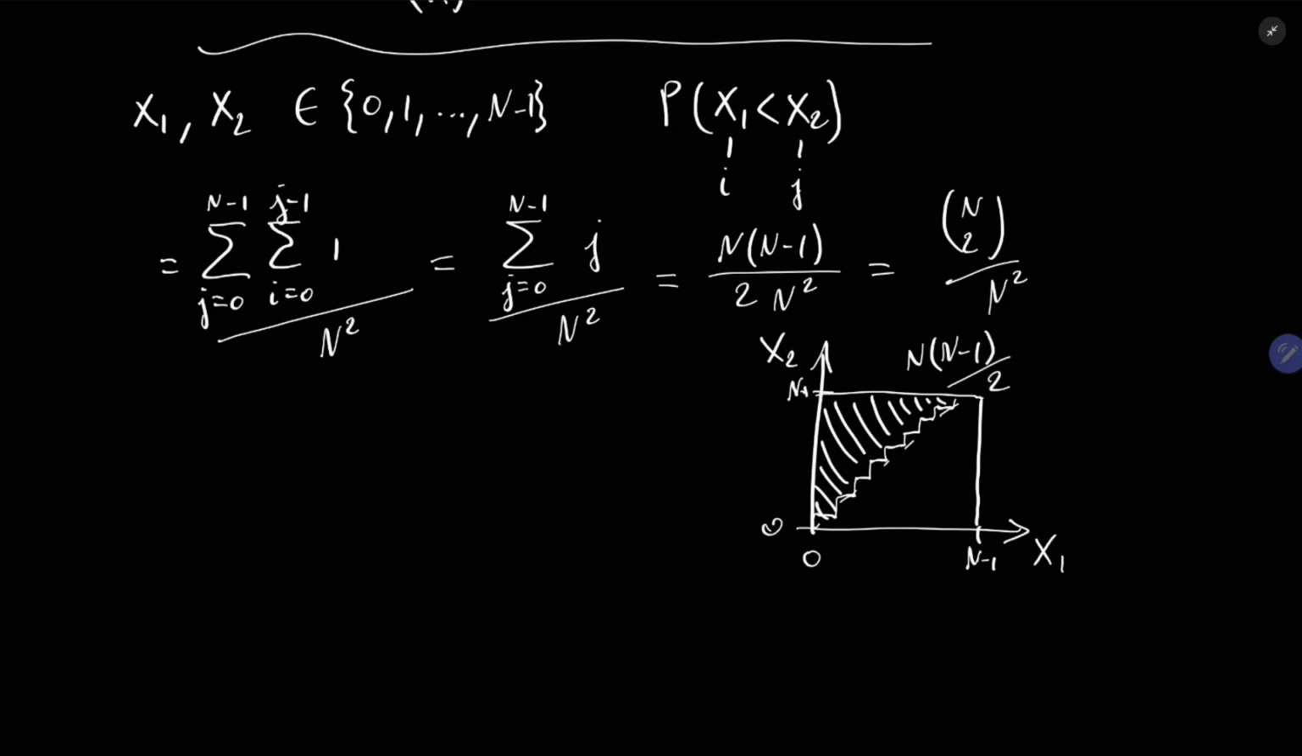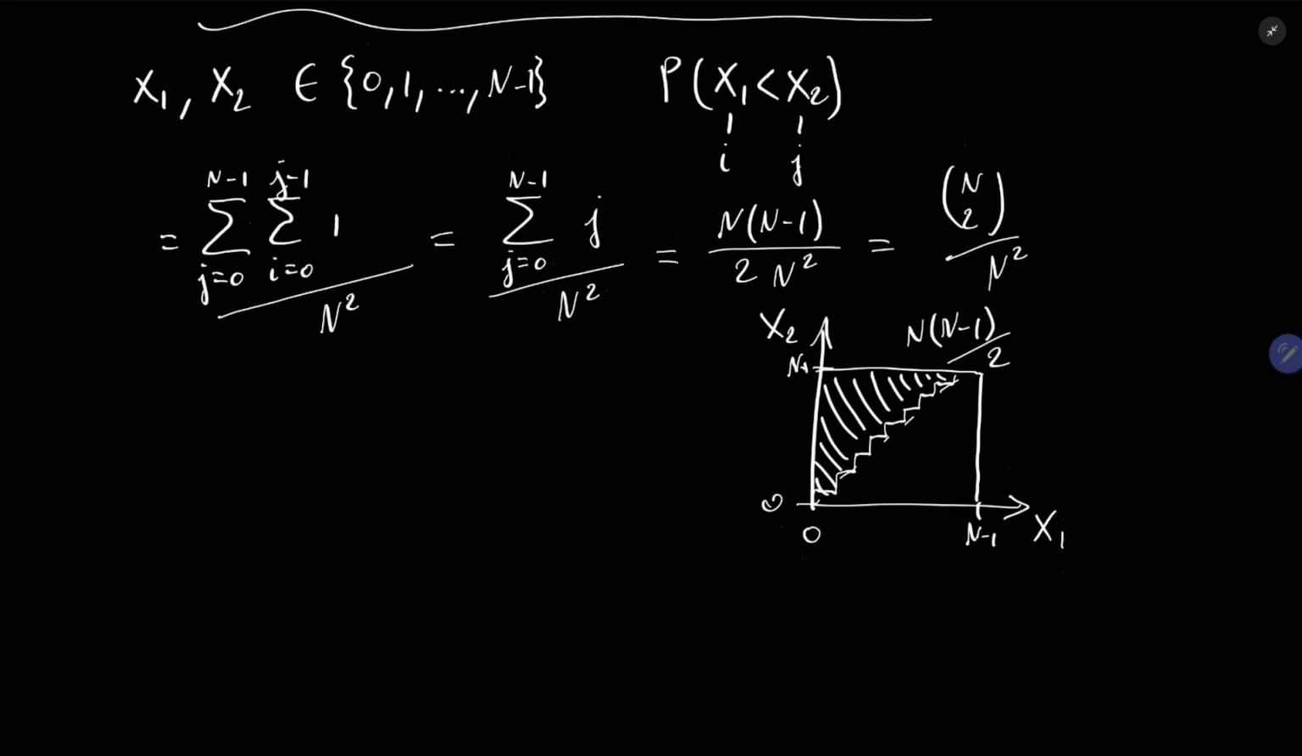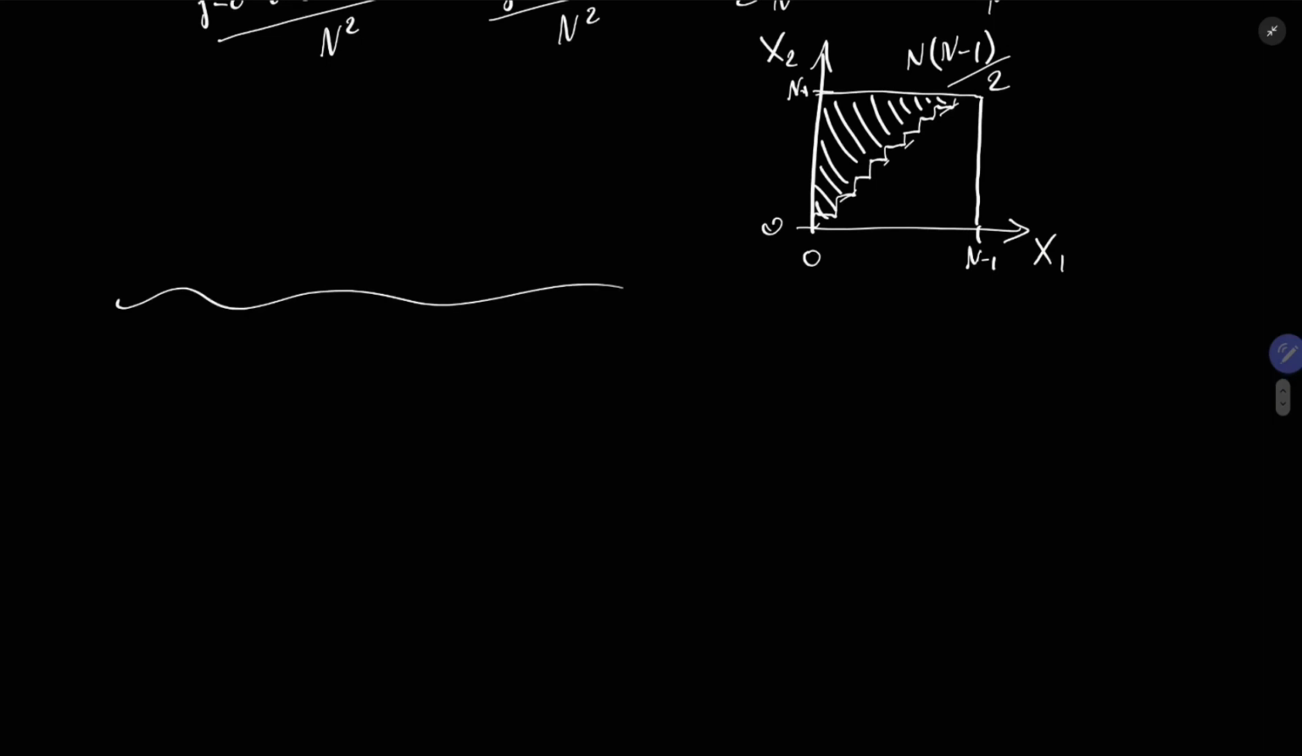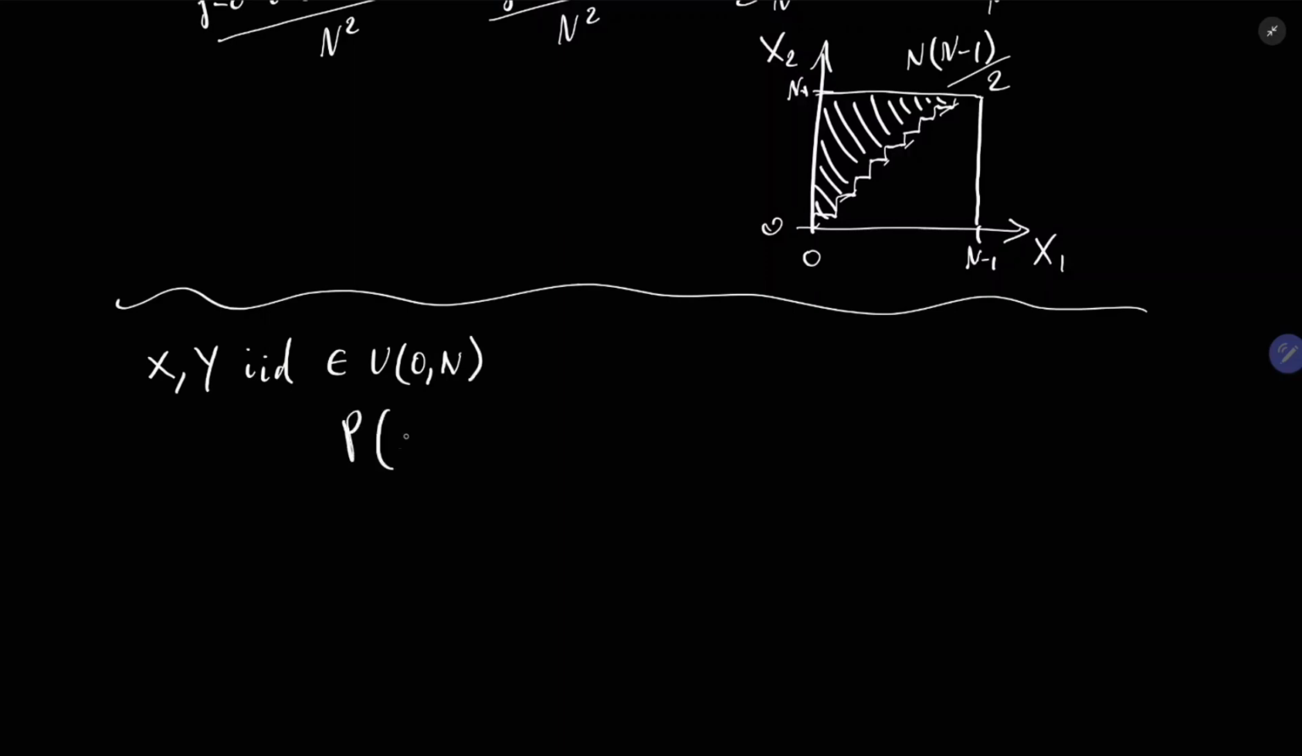So now it will be interesting to see what happens in the continuous case. What I mean by the continuous case is that in that case, x and y are supposed to be independent and identically distributed variables, and we are also going to suppose that they are uniformly distributed between 0 and n. So in that case, what is the probability that x is strictly lower than y?